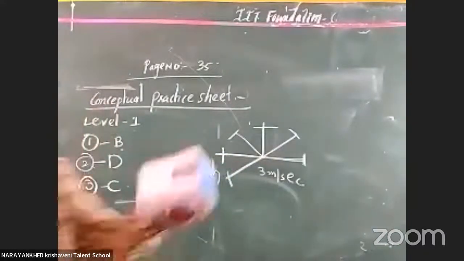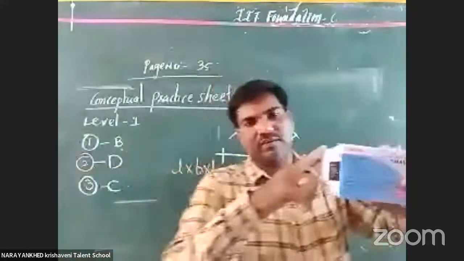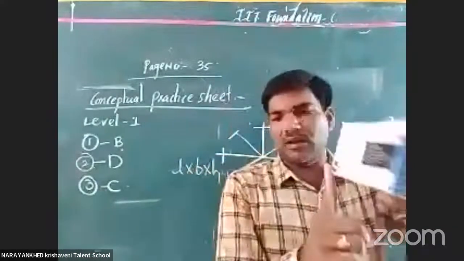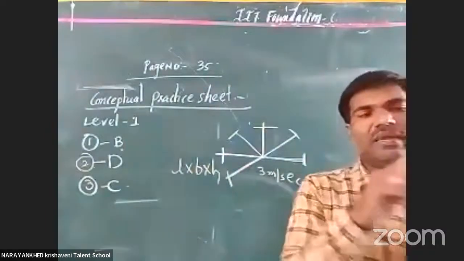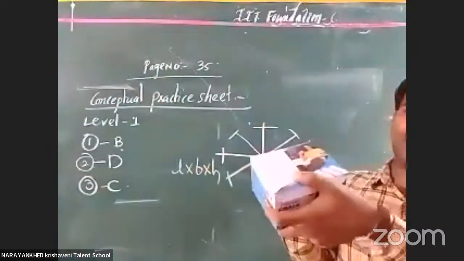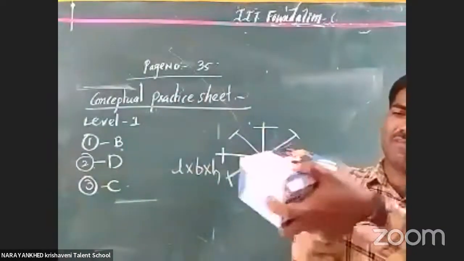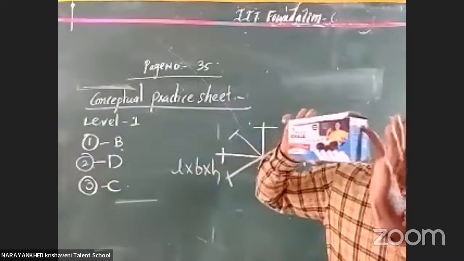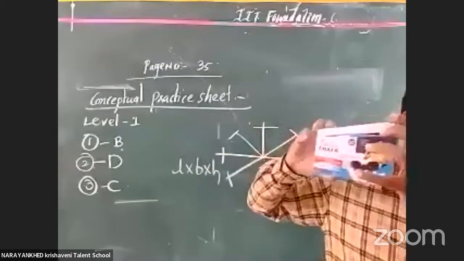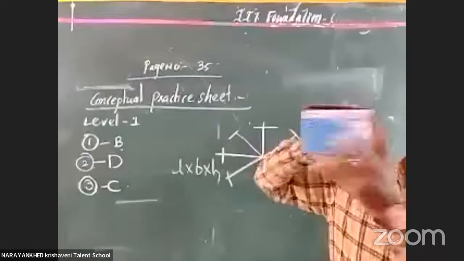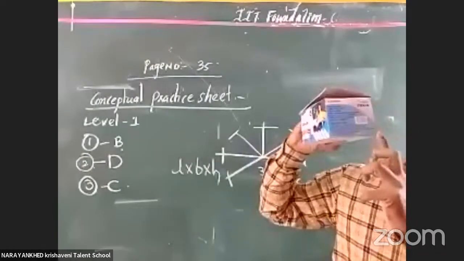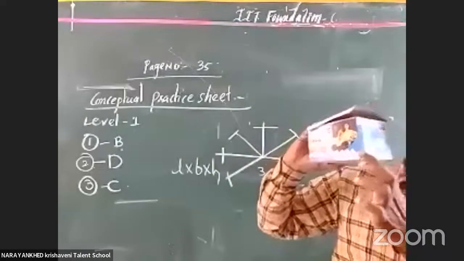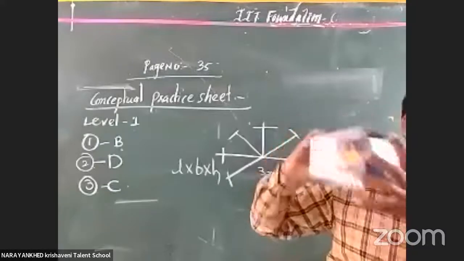Clear or not? This is my length. This is my height. This is the breadth. Clear or not, all the students? Length, height, as well as the breadth make a three-dimensional body.